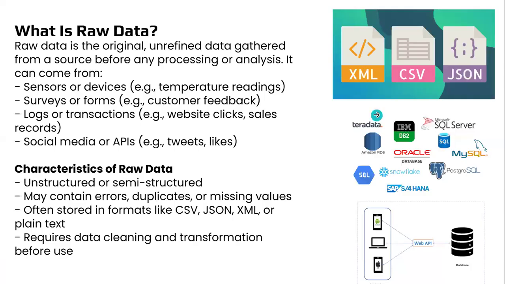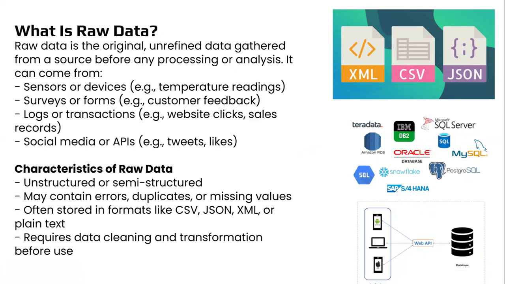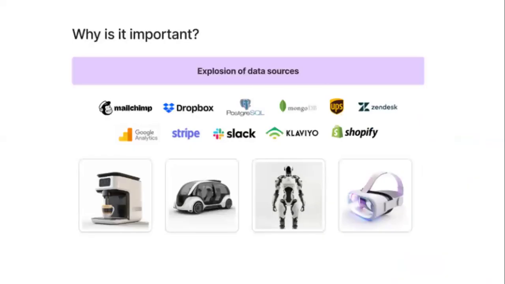Okay, so this we call it as raw data. Whatever data is available in the OLTP and the files, we call it raw data. Raw data is originally unrefined data gathered from the source before processing or analysis. So how do we get the raw data? From multiple databases, from the web, from mobile apps, from other applications or APIs, or multiple files also.